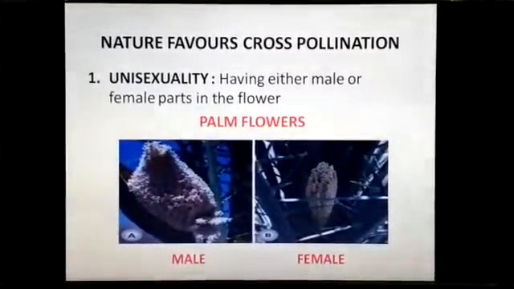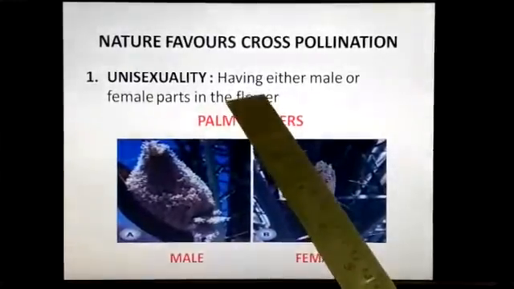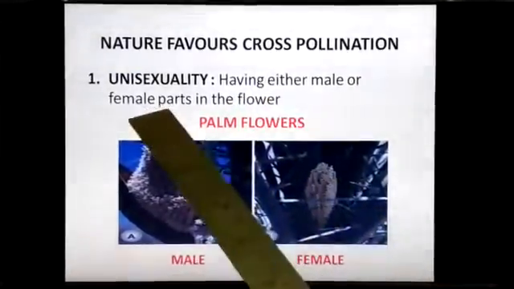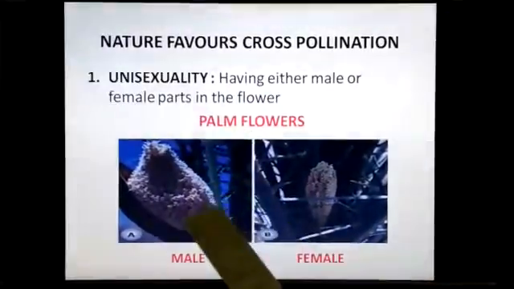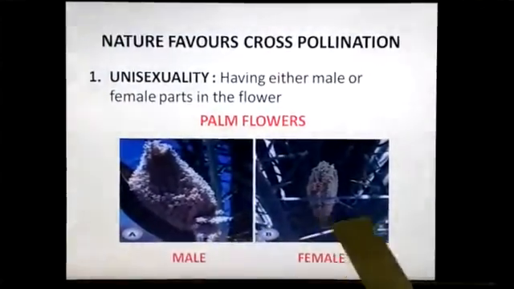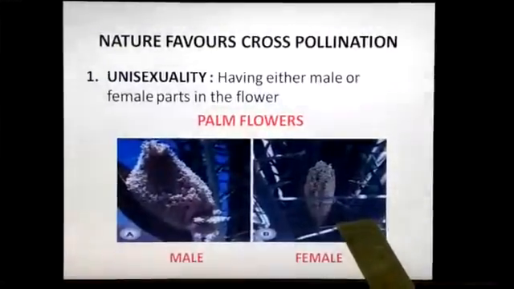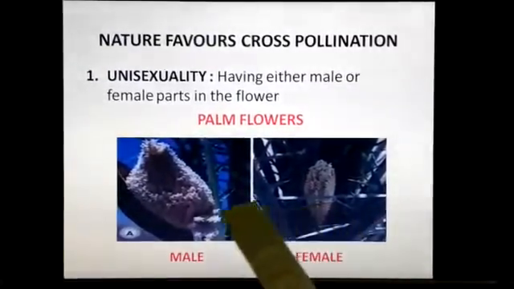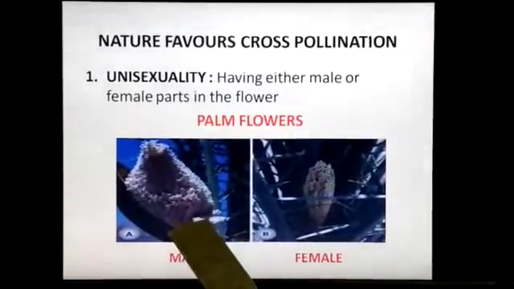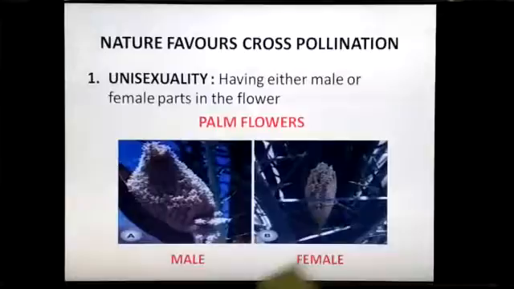The first is unisexuality in flowers. It means the flowers are having either male or female parts in them. Here are palm flowers. These are the male flowers of palm, and these are female flowers only present in a palm plant. So therefore, an agent of pollination is required to transfer the pollen grains from a male flower to the female flower.